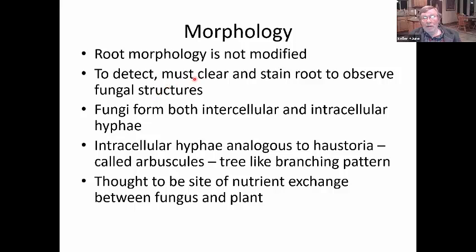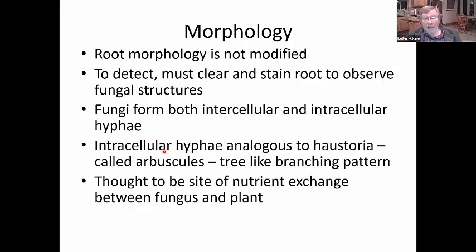So typically what that involves is you take roots out, put them in a solution, autoclave them, and then put some stain on them and look at them under a microscope to see if there are these fungal structures inside the root tissues. The fungi form both intercellular hyphae in between the cells, and they also penetrate into the cells. So they'll have intracellular hyphae. They penetrate into the cells of the plant root.